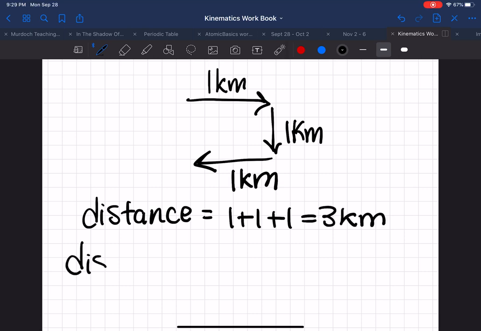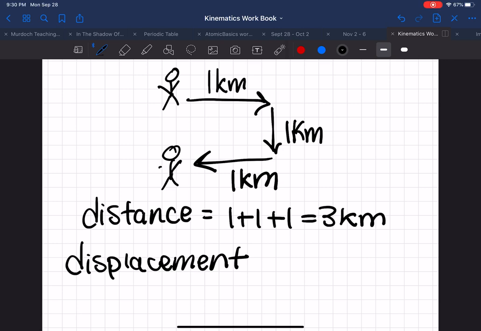Now displacement is the overall position. So Anthony here started here, and then he ended up here. To calculate this, we're going to take the shortest path to get here. So basically, we're going to cancel out west and east because they do cancel out. And he actually traveled only 1 km south altogether. That's the overall positioning.